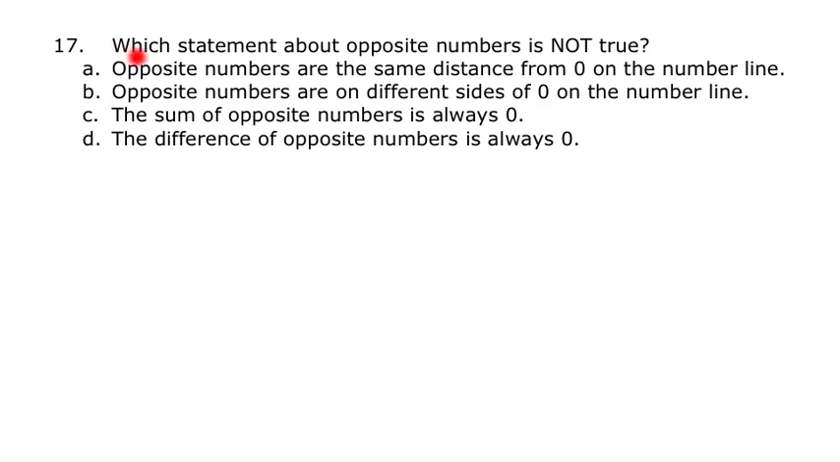Number 17. Which statement about opposite numbers is not true? A, opposite numbers are the same distance from 0 on the number line. Yes, that is true. Opposite numbers are on different sides of 0 on the number line. That's true. The sum, if you add the opposite numbers, will always give you 0. That is true. The difference, which means if you subtract the opposite numbers, is always 0. That is not true, so your answer should be D.